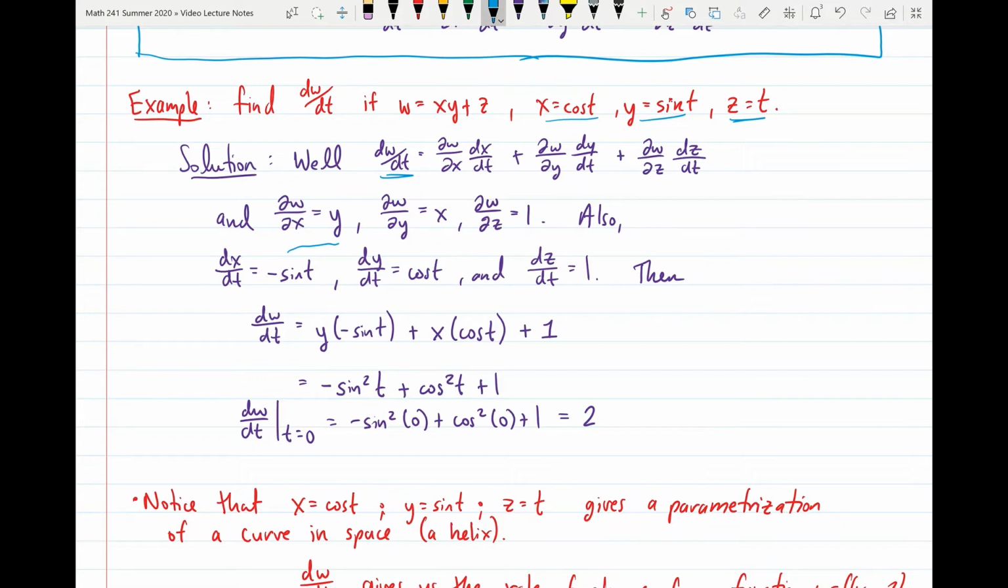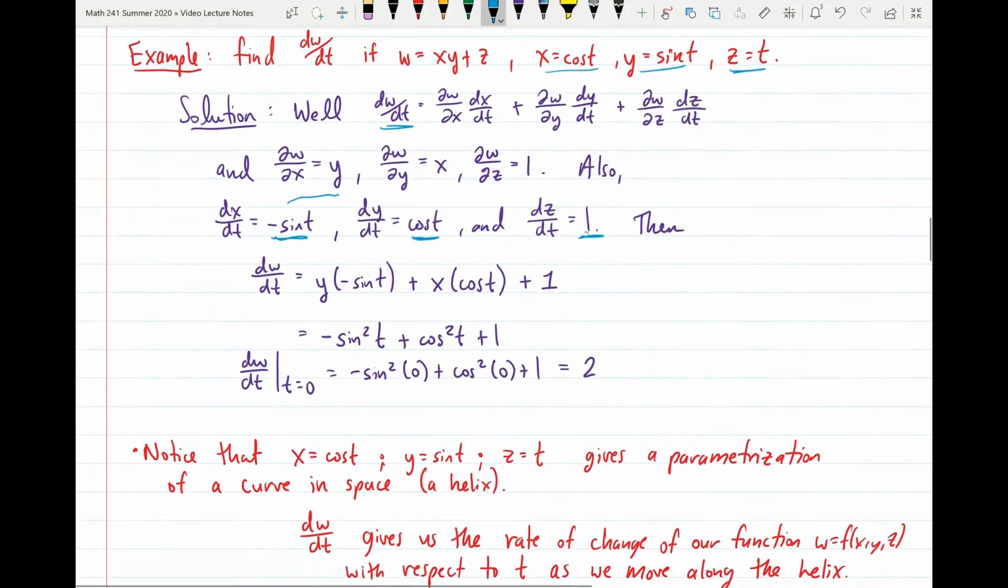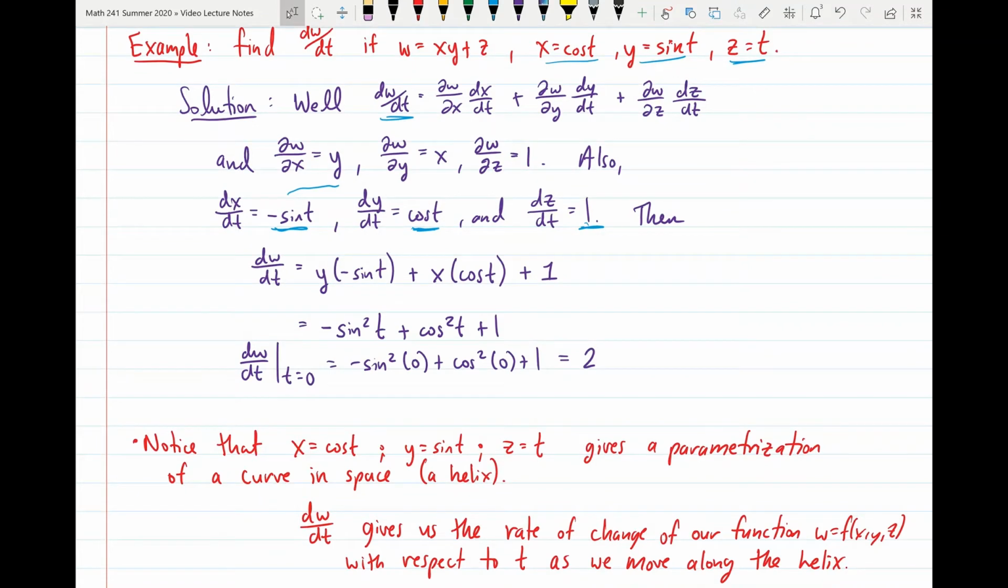Also, we have dx dt is just the derivative of cosine of t with respect to t, and we get a minus sine of t. We get dy dt is equal to cosine t, since it's just the derivative of sine of t. And then finally, dz dt is going to equal 1, since it's just the derivative of t with respect to t. And now we can take these different expressions and plug them in.